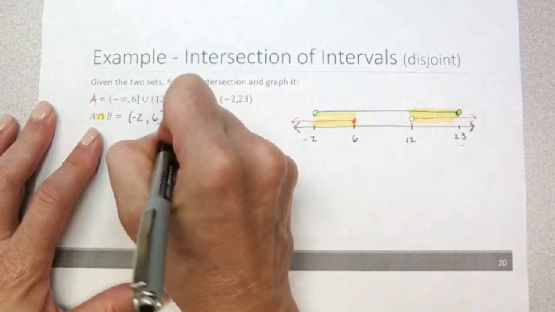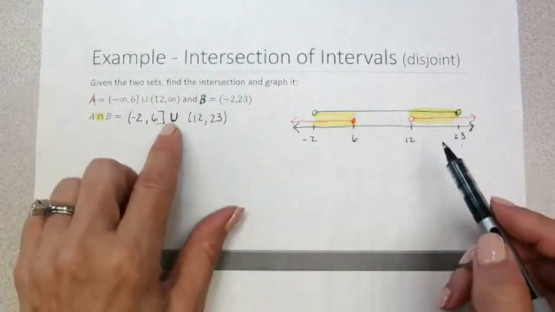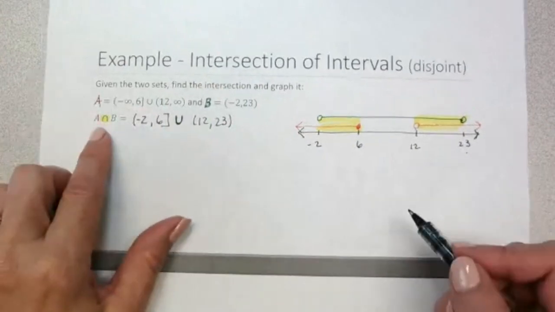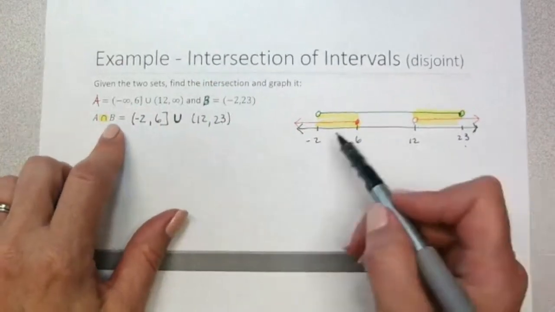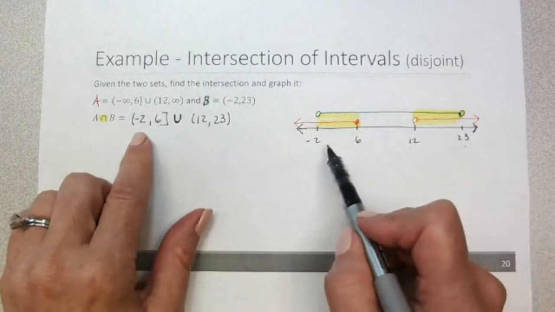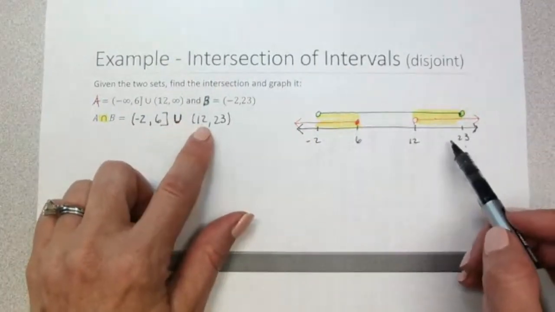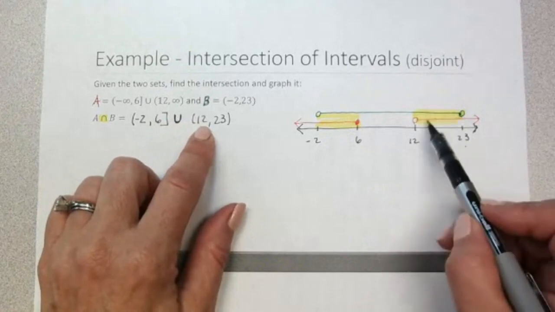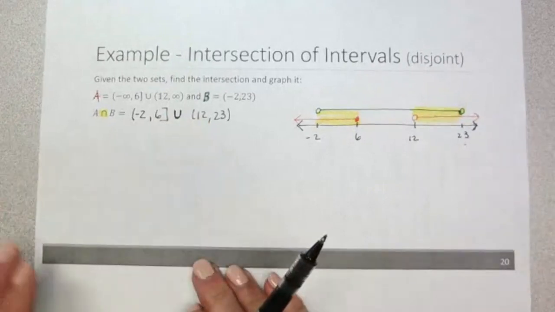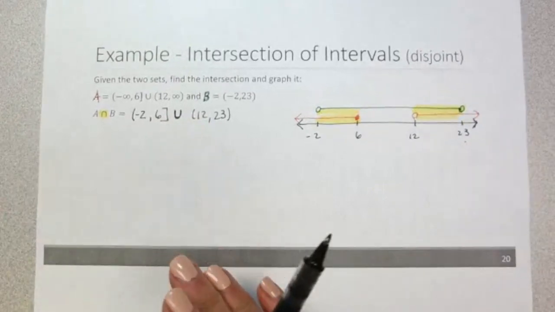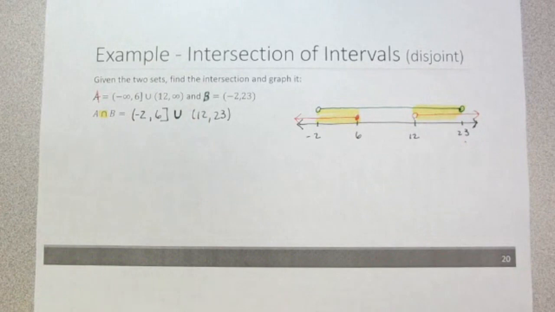And we have two sets, so we need to indicate the union symbol to show that the intersection of A and B occurs between -2 and 6, this first continuous set, in union with between 12 and 23, this continuous set. All right, that ends the lecture on sets.